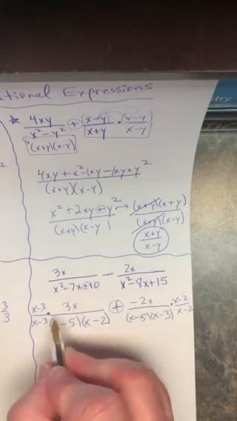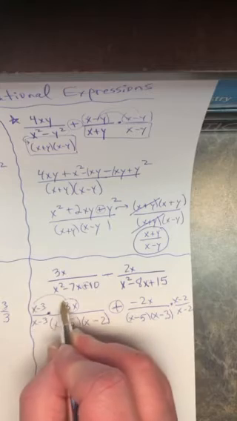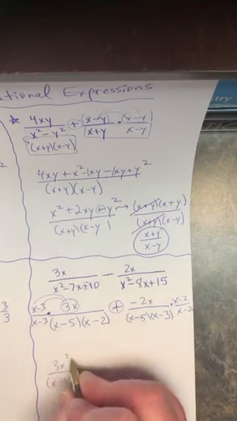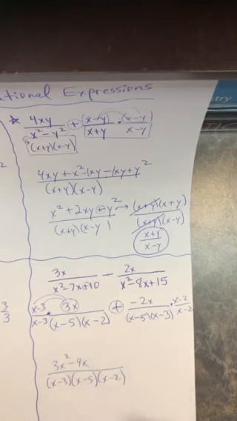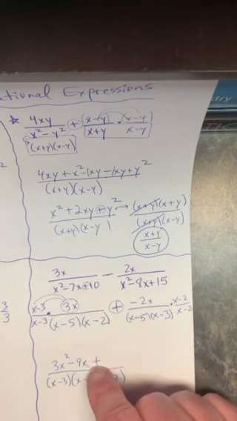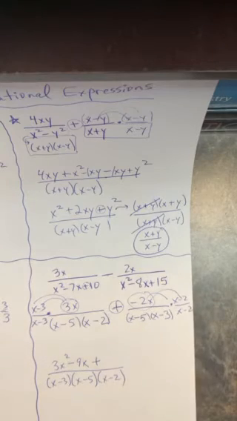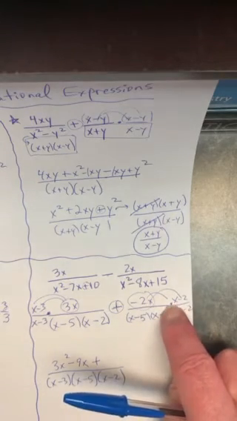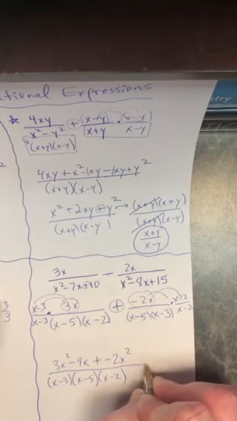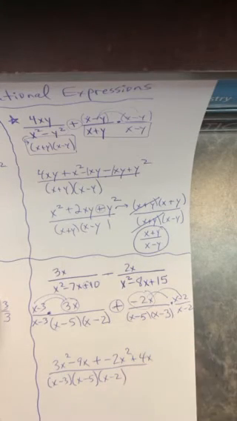Now up top, don't panic. I'm taking this 3x, I'm timesing it by x minus 3, right? So I distribute, get 3x squared minus what, 9x? Think with me. Plus, in the middle I have plus sign still. Now I'm taking this negative 2x and distributing him, right? Because he's being timesed by the x minus 2, giving me negative 2x squared. Careful, a negative times a negative is a plus 4x.